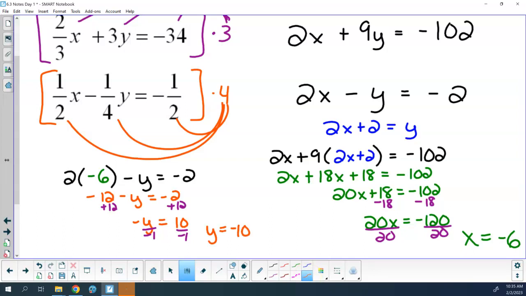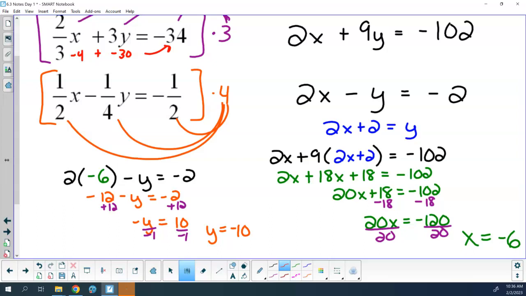I got x equals -6 and y equals -10. If that is the case, 2/3 times -6 is going to be -4. 3 times -10 is going to be -30. -4 plus -30 is -34. That one checks out.